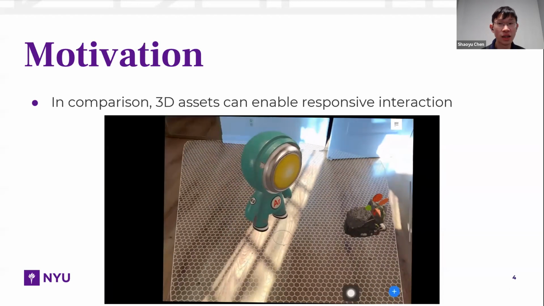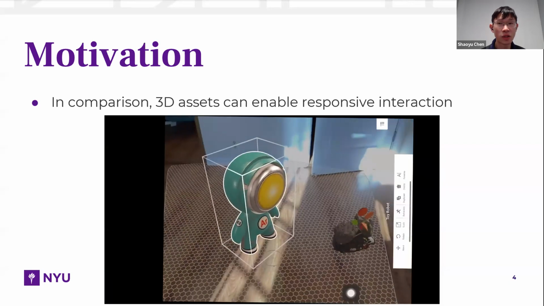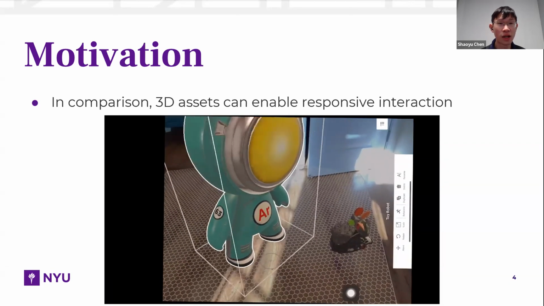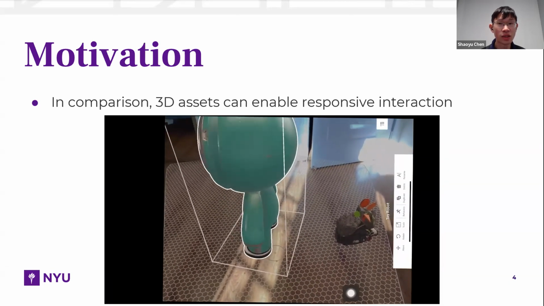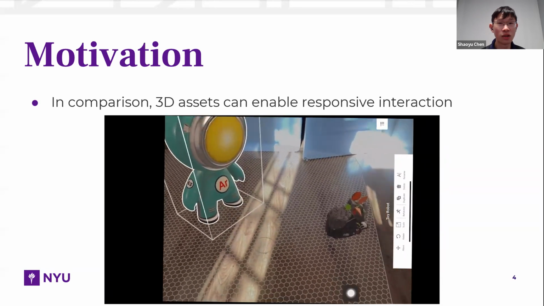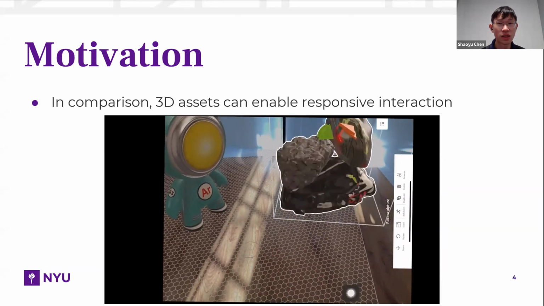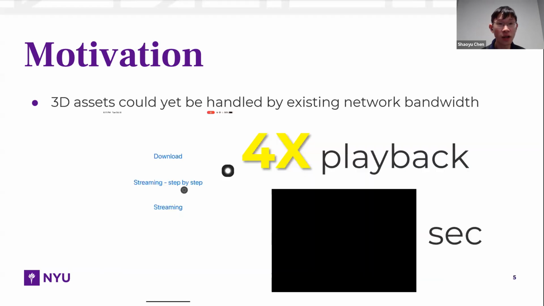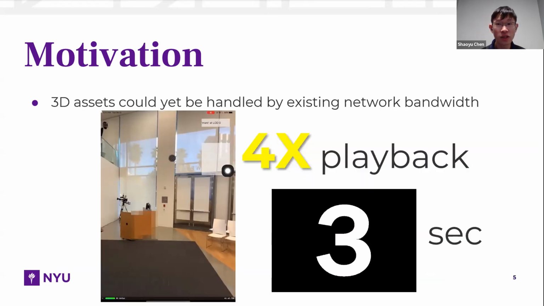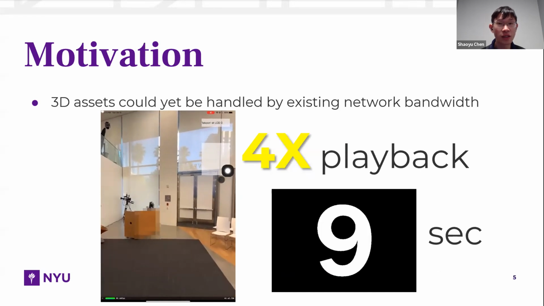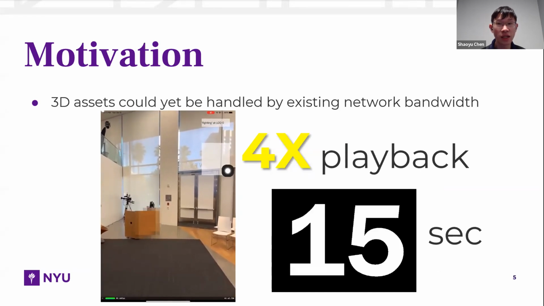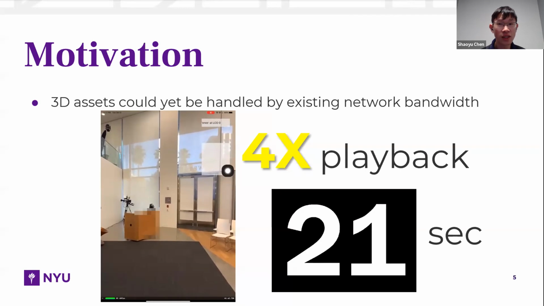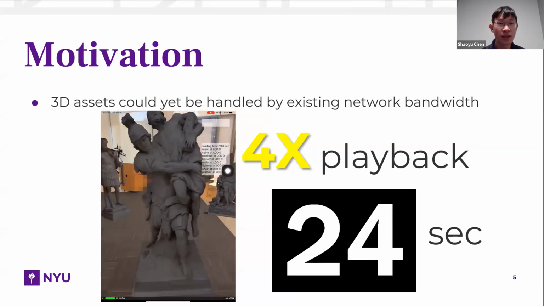In comparison, 3D assets can enable responsive interactions and collaborations. It also reduces the expensive remote rendering workload and saves network transmission with the reusable content. However, the video below shows the loading time of an example scene at 4 times playback speed. It still takes more than 20 seconds to load the whole scene.